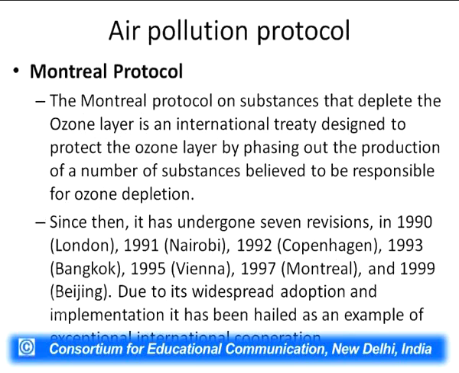The next one is the Montreal Protocol. The Montreal Protocol on Substances that Deplete the Ozone Layer is an international treaty designed to protect the ozone layer by phasing out the production of a number of substances believed to be responsible for ozone depletion. Since then, it has undergone 7 revisions, in 1990, 1991, 1992, 1993, 1995, 1997 and 1999. Due to its widespread adoption and implementation, it has been held up as an example of exceptional international cooperation.